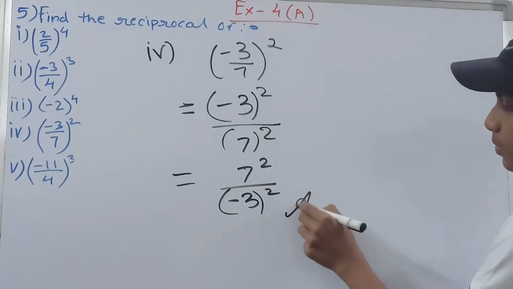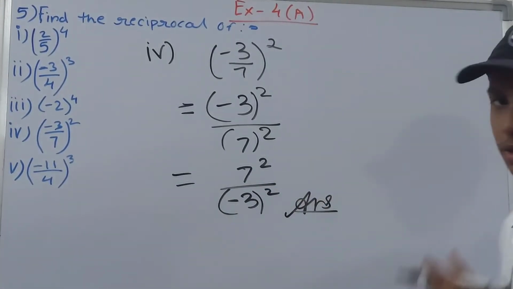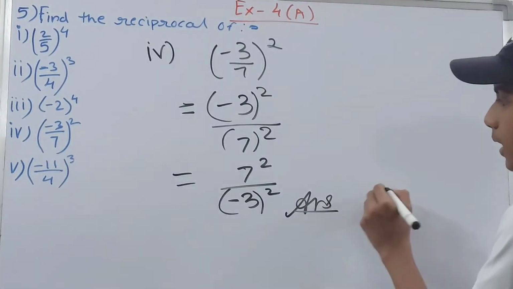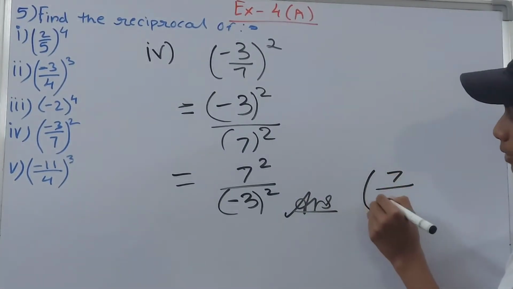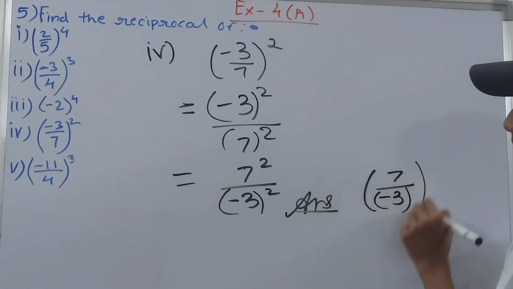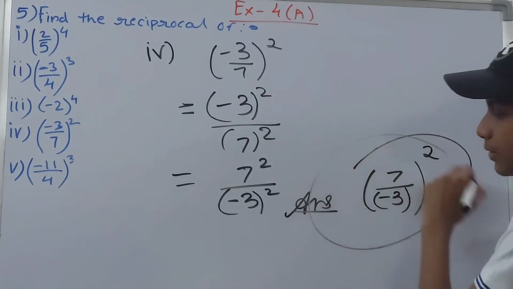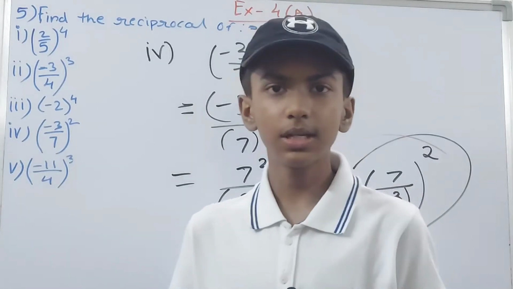Again our answer becomes what? We'll put the entire thing in one bracket simply, and we'll get here 7 upon minus 3, to the power 2. So this is our answer. Now let's head on to the next part.